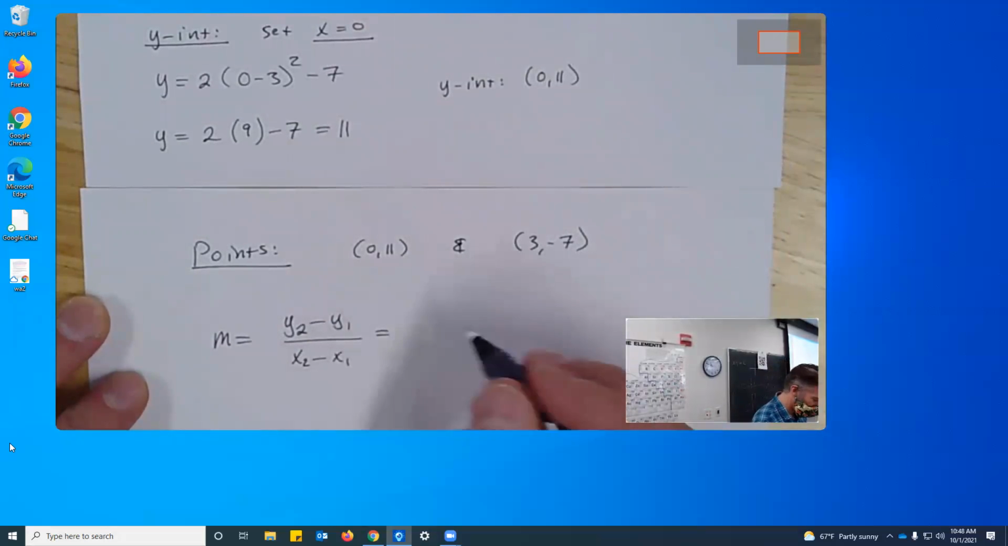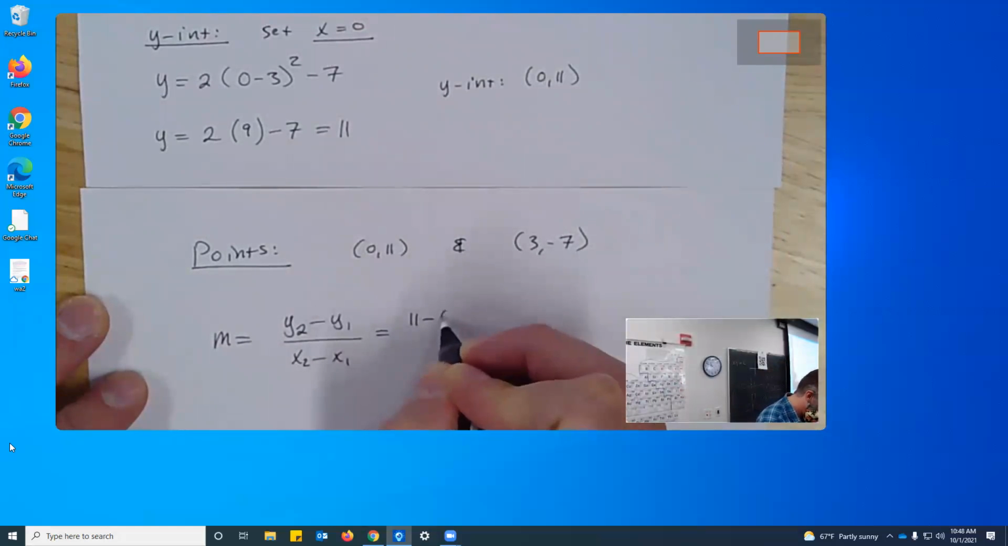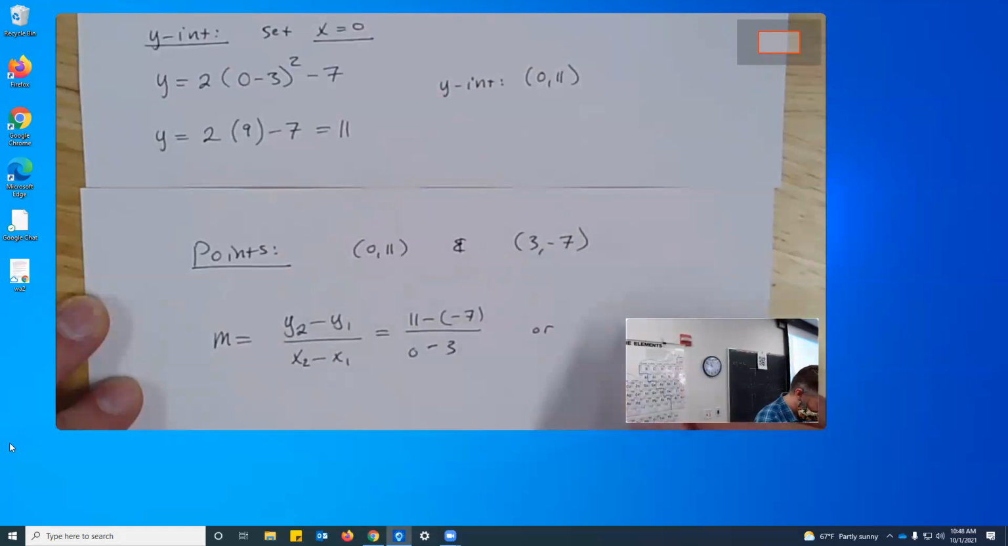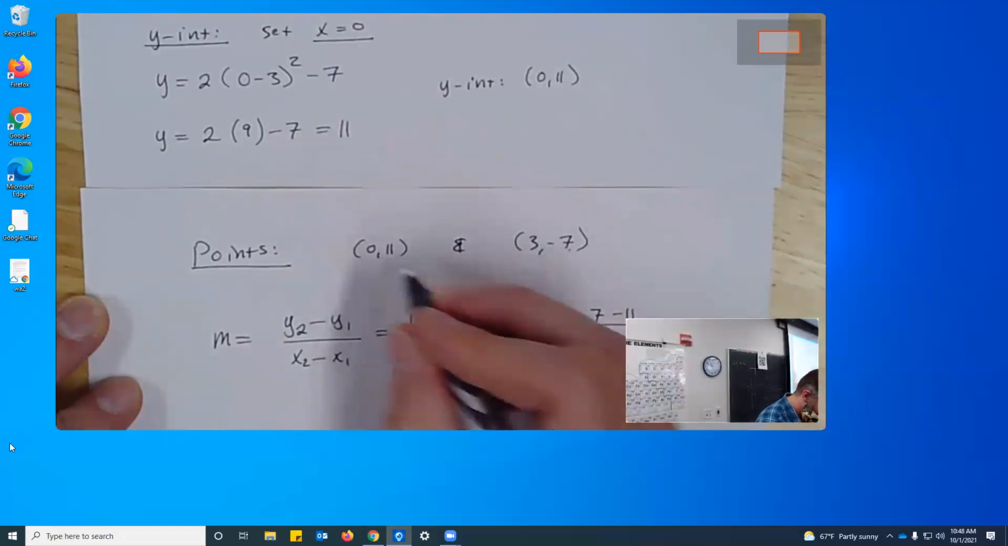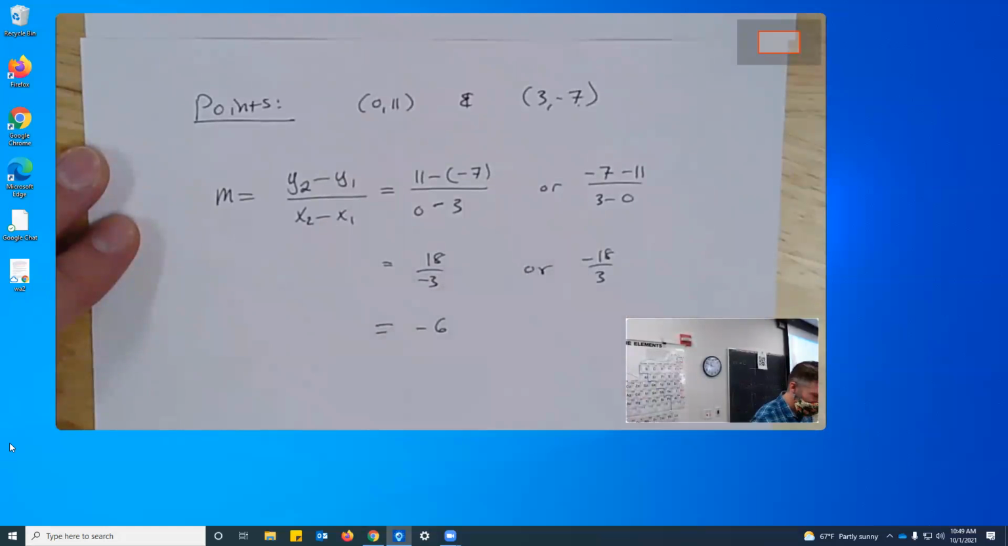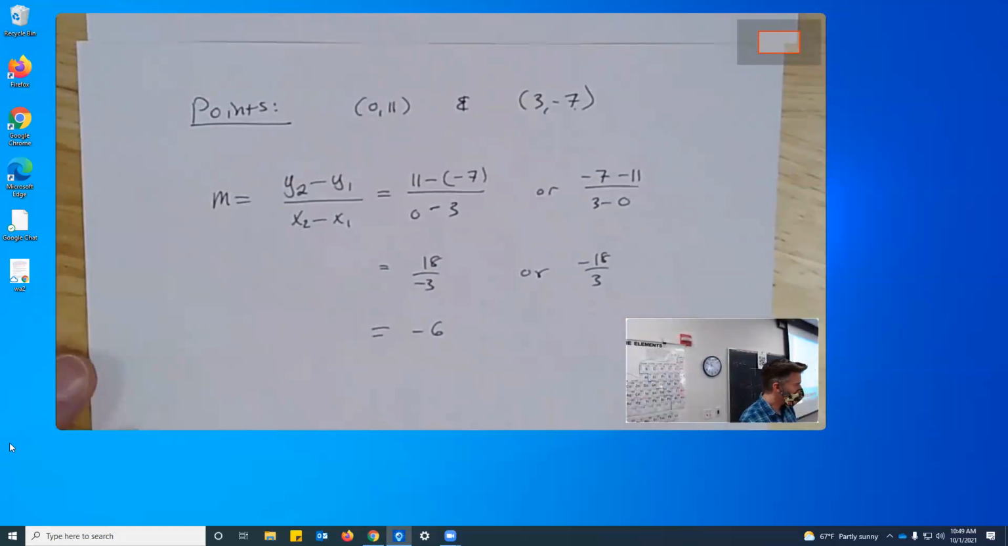So you could either do this y minus that y over the corresponding x minus the corresponding x, or vice versa. This y minus that y over this x minus that x. In either case, let's see, here I'm getting 18 over -3. Here I'm getting -18 over +3. In either case, we are getting a -6 for our slope. Great.